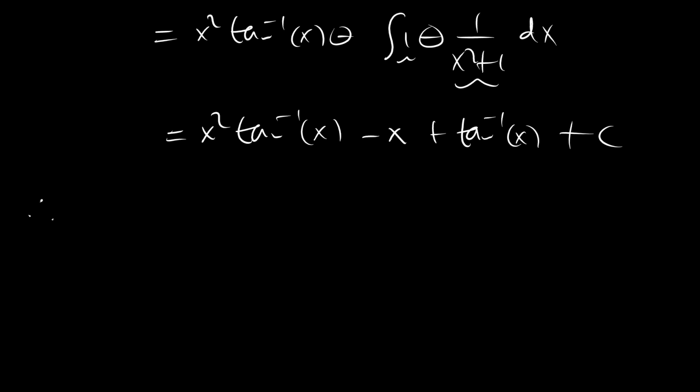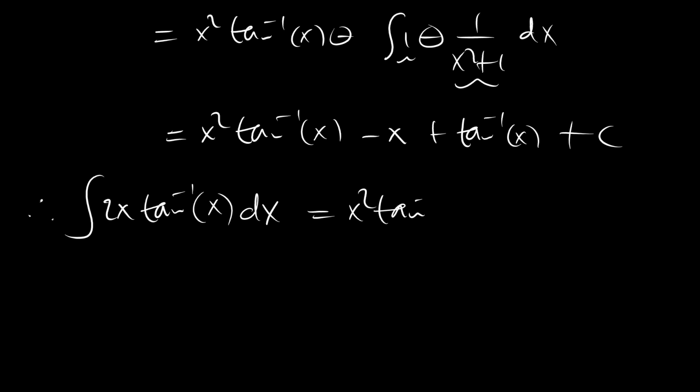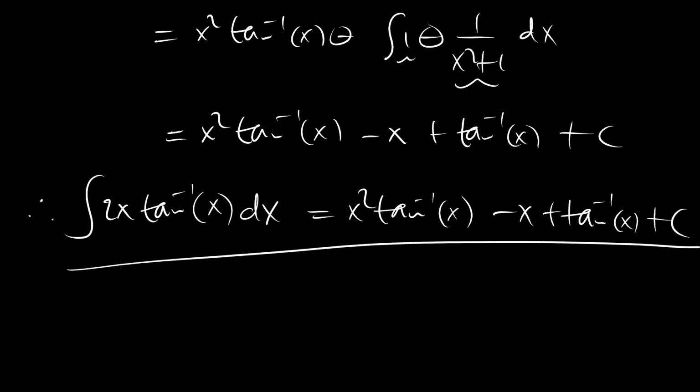Therefore, our integral of 2x times the arctangent of x is equal to x squared times the arctangent of x minus x plus the arctangent of x plus the integration constant. And that, ladies and gentlemen, happens to be our answer.